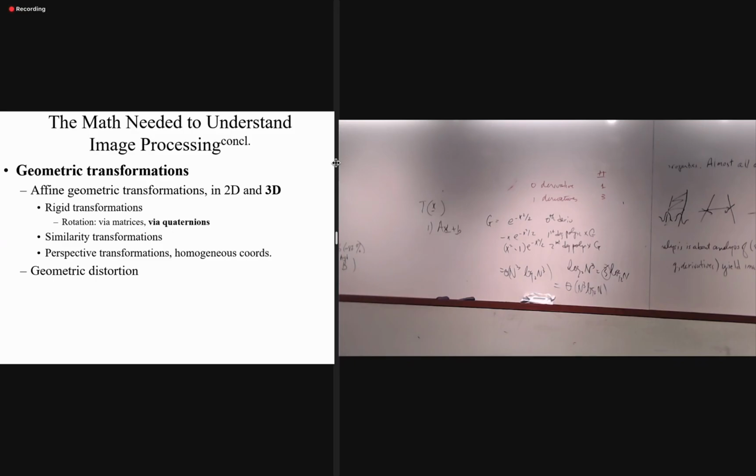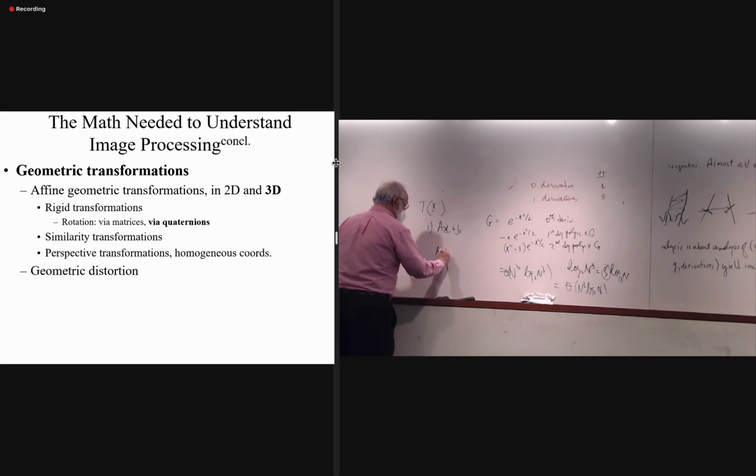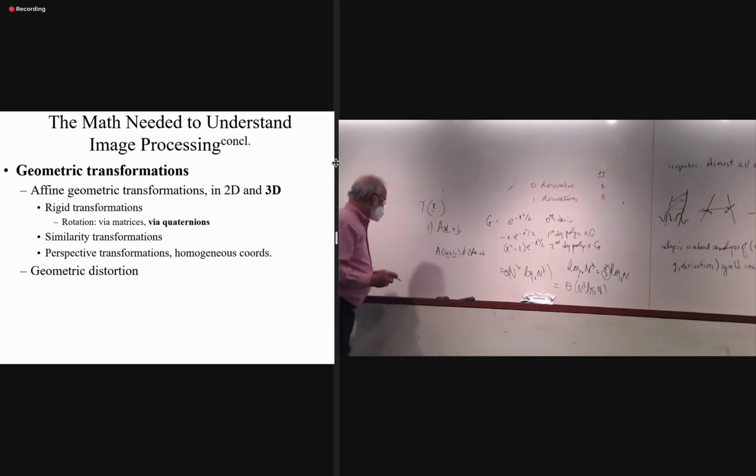The first thing you have to learn is that those aren't linear. Would you believe? Why? Unless B equals 0. Because A of 2x plus B is not the same as 2AX plus B. It's 2AX plus 2B. Okay, so these are called affine transformations. They are not linear transformations on the space.